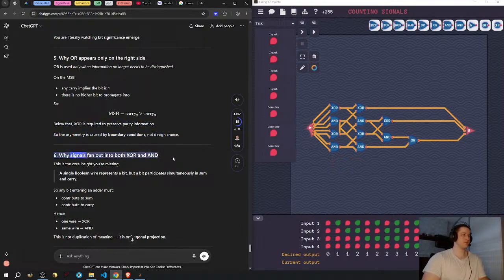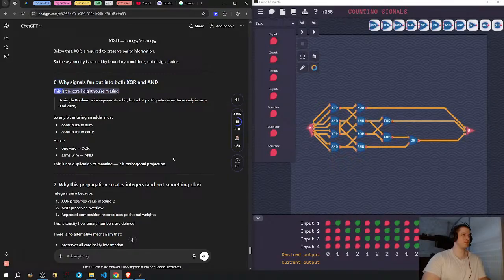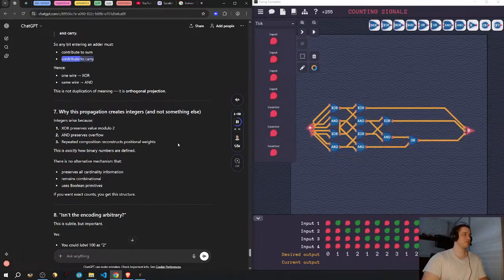6. Why signals fan out into both XOR and AND. This is the core insight you're missing. A single Boolean wire represents a bit, but a bit participates simultaneously in sum and carry. So any bit entering an adder must contribute to sum and contribute to carry. Hence one wire goes to XOR, and the same wire goes to AND. This is not duplication of meaning, it is orthogonal projection.